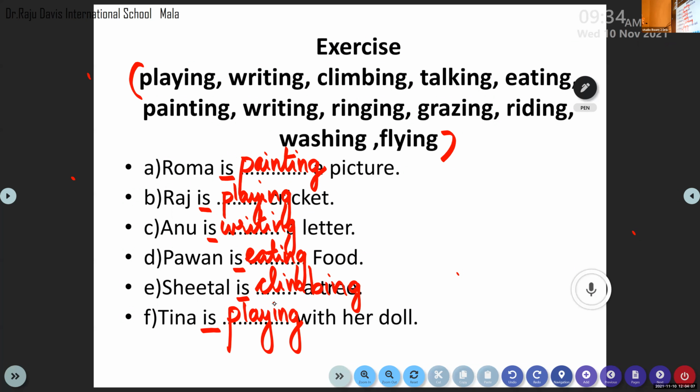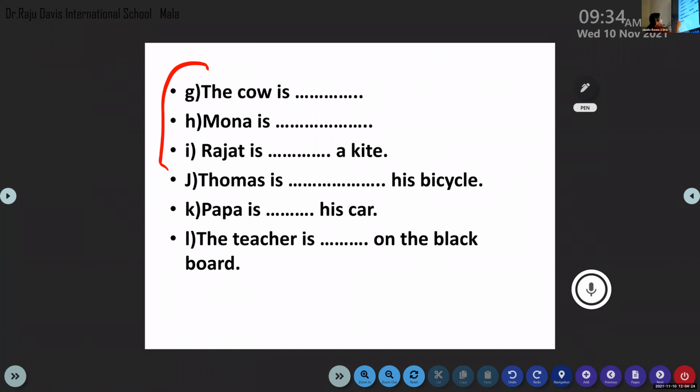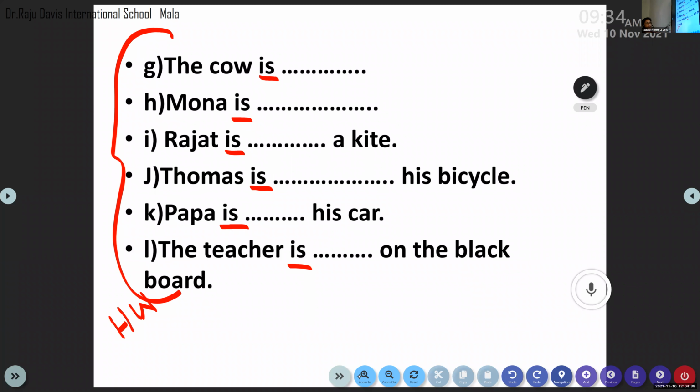Have all of you finished this? Yes. No, ma'am. Yes, all of you, please do complete this. And the remaining exercise, which is on the next page, you will be doing as homework. Okay. These exercises are too simple. You can do it as homework. Clear? The helping verb is already given. The only thing is you have to pick the verb from the brackets and fill it in the right sentence.